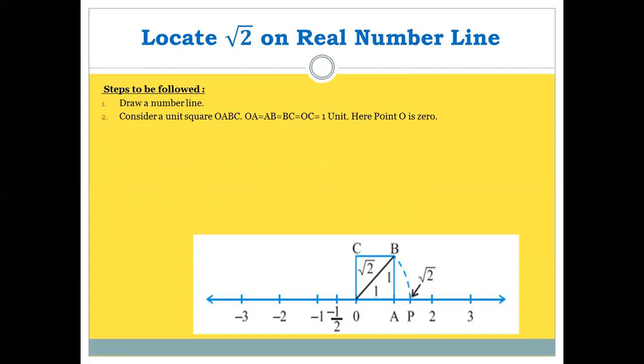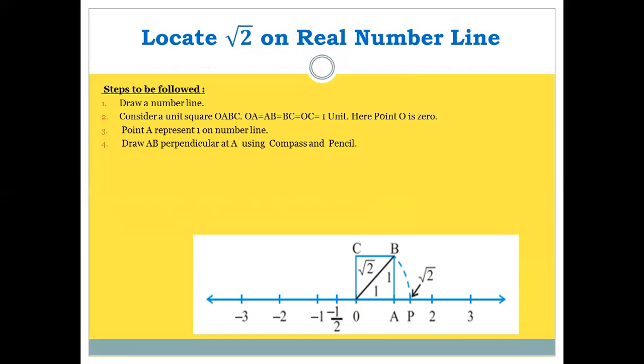Now the point 2 is here. We have to consider a unit square OABC in which all the sides are 1 unit. It could be 1 centimeter, 1 inch, or any fixed distance. Here point O is 0. Point A on the number line represents 1, and now we know that OA is the side of the unit square, and it is 1 unit.